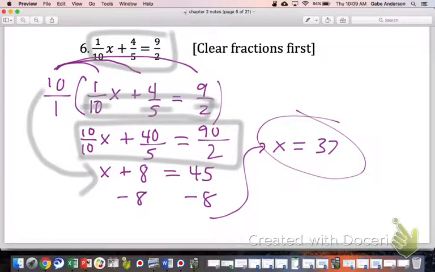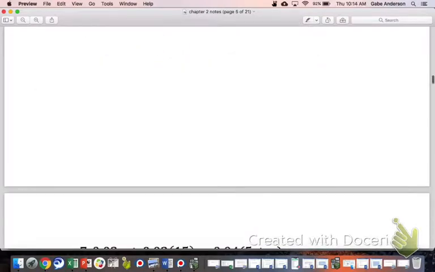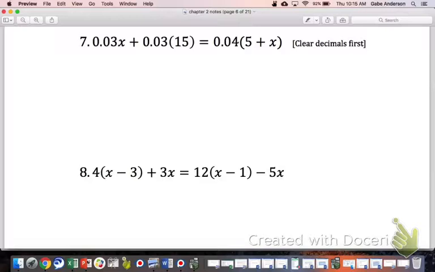All right, we got one more, and then we're going to head to the board. If you guys would look forward to number 7. Number 7. Here it is. Look what we've got there.